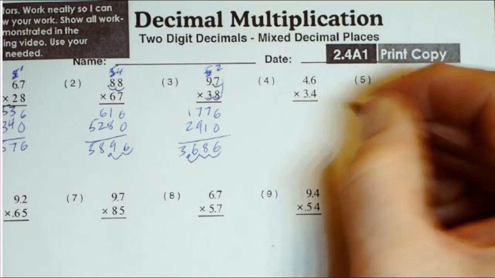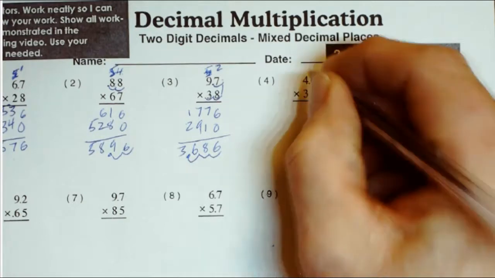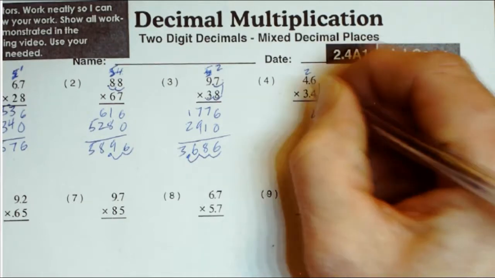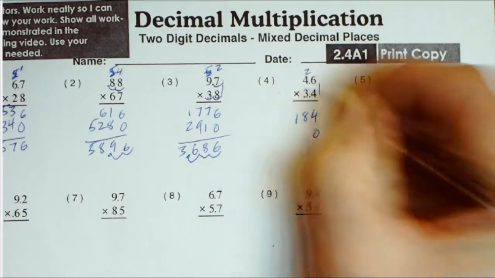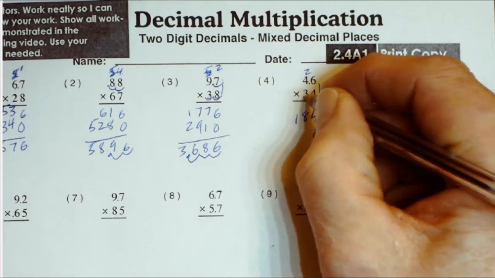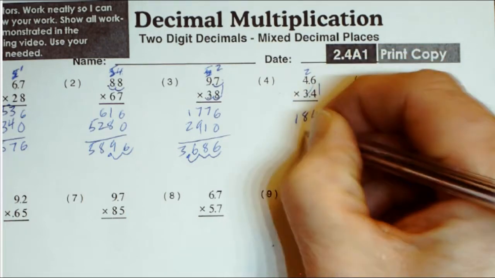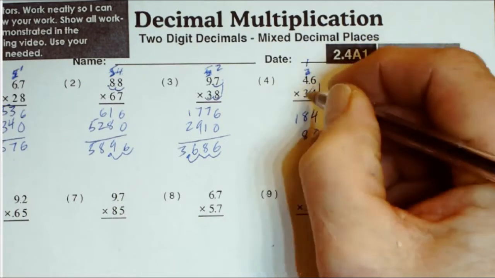Next one. Slide this down just a little bit. Get my hand a little more room here. 4 times 6 is 24. Here's the 4. Here's the 20. 4 times 4 is 16. Plus 2 is 18. Get 0 down. Now we've got 3 times 6, which is 18. Here's the 8. Here's the teen. 3 times 4 is 12.